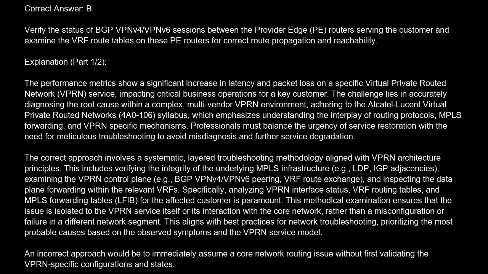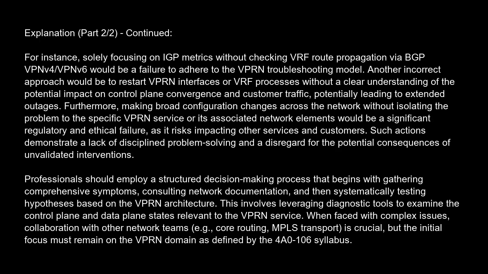VPRN service model. An incorrect approach would be to immediately assume a core network routing issue without first validating the VPRN-specific configurations and states. For instance, solely focusing on IGP metrics without checking VRF route propagation via BGP VPNv4/VPNv6 would be a failure to adhere to the VPRN troubleshooting model. Another incorrect approach would be to restart VPRN interfaces or VRF processes without a clear understanding of the potential impact on control plane convergence and customer traffic, potentially leading to extended outages.